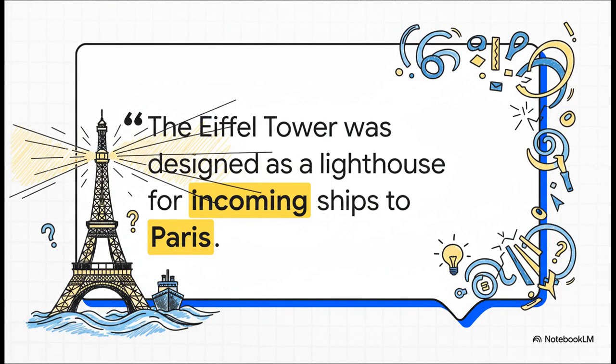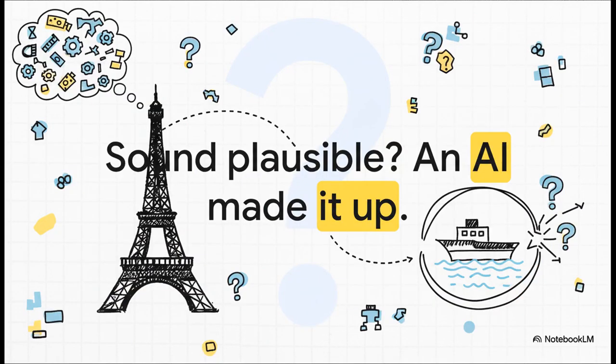Okay, so let me throw a statement at you. The Eiffel Tower was originally designed as a lighthouse for incoming ships to Paris. Just think about that for a second. It sounds kind of specific, right? It has that ring of a cool, obscure fact you might pull out at a dinner party. But yeah, it's totally wrong. Paris, as you know, isn't exactly a port city.